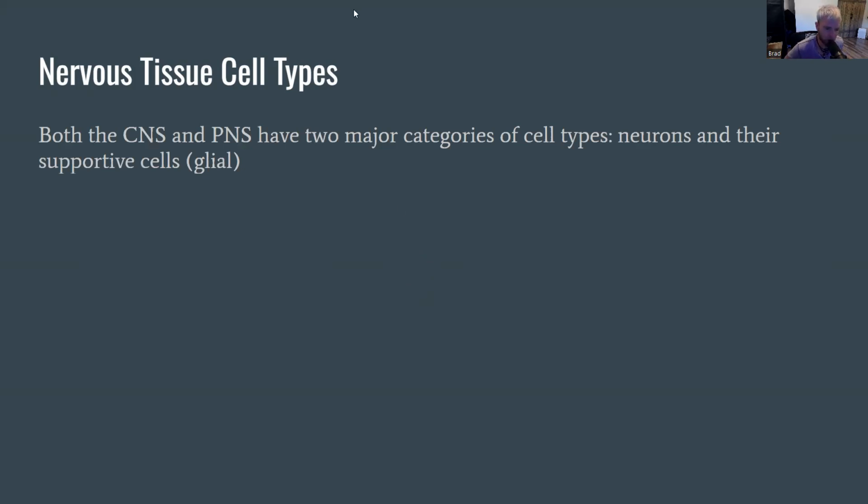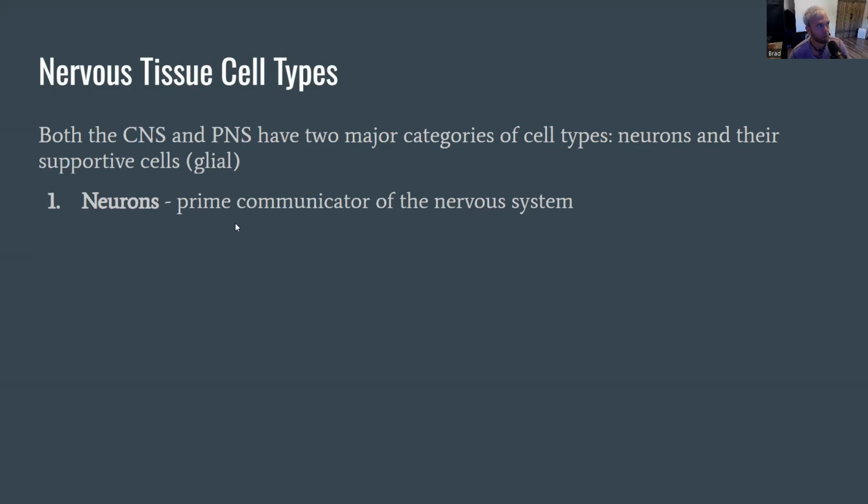So there are two categories of cell types. One is the primary nerve tissue itself, the one that's generating action potentials. And then there are the glial cells, which are the supportive tissue, and they have multiple roles, if you will. They offer structure, support, nourishment, repair, that kind of thing. So the two categories: the first one is neurons.